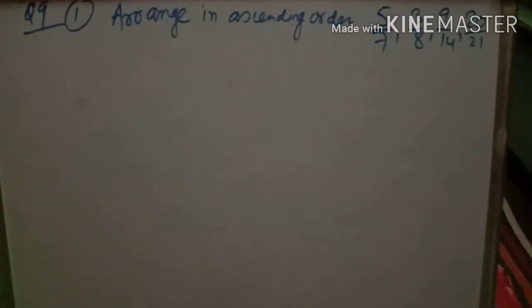See question number 9 first. Arrange in ascending order 5 by 7, 3 by 8, 9 by 14 and 20 by 21. First of all, we have to take the LCM.